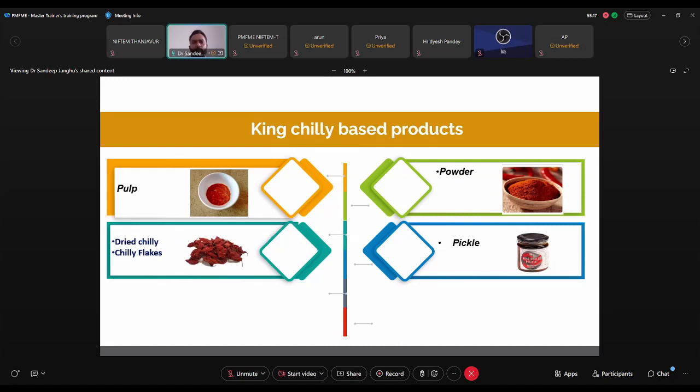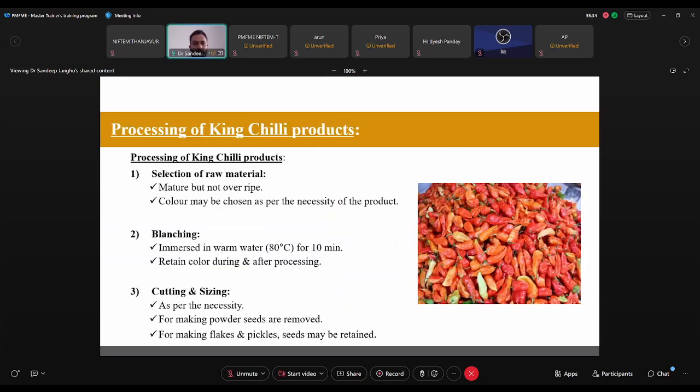The chilies can be used as such fresh, or they can be dehydrated or flaked, or used in the form of paste, pulp, or we can make pickle or chutney kind of things. People are making them already. Powder can also be done. So we'll discuss the processing.